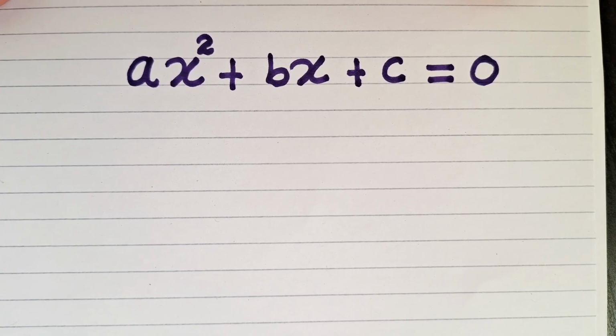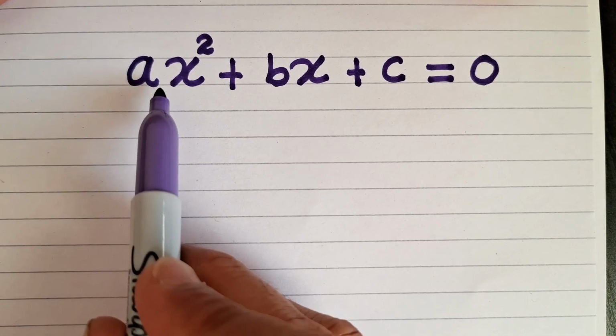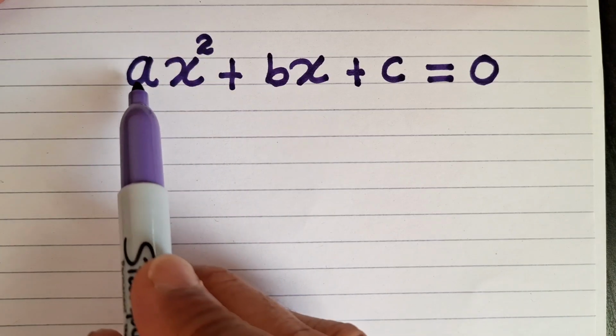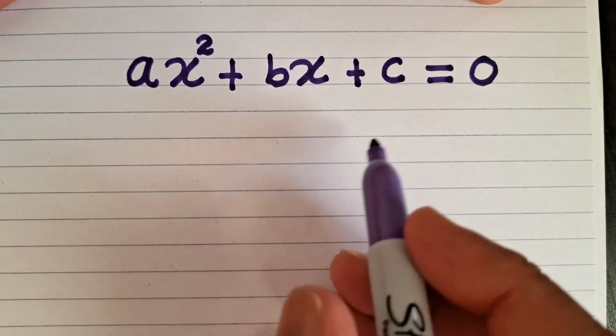Today I am going to show you how to derive the common formula to solve any kind of quadratic equation. This is the standard form of a quadratic equation. Here a, b and c can be any number.